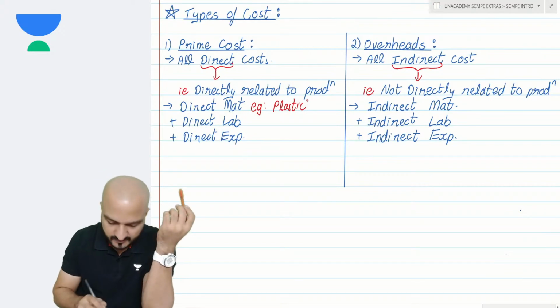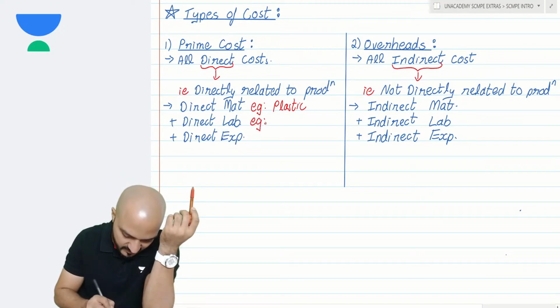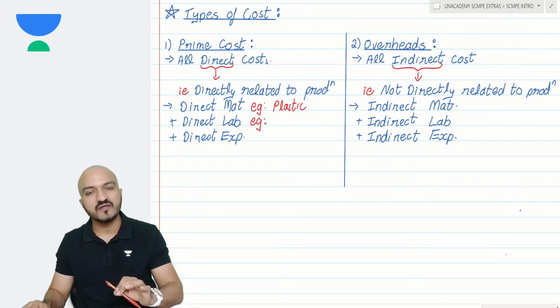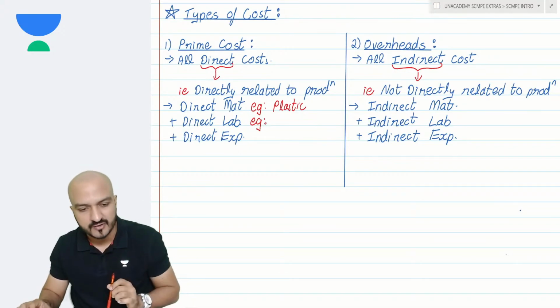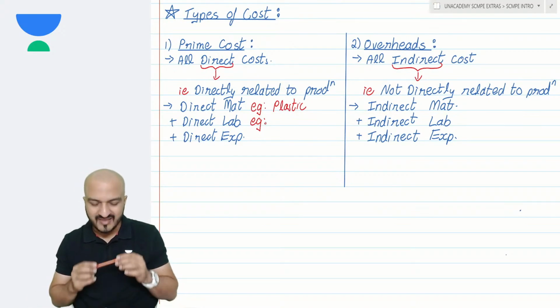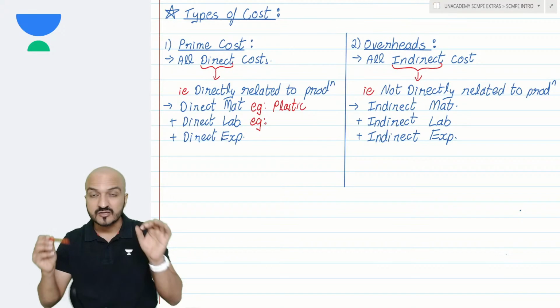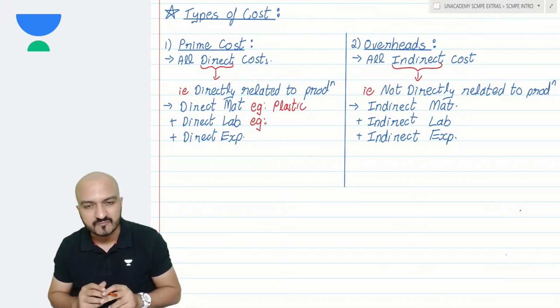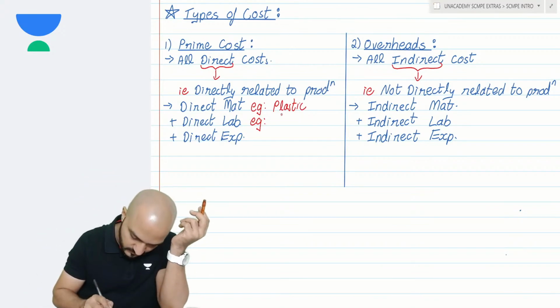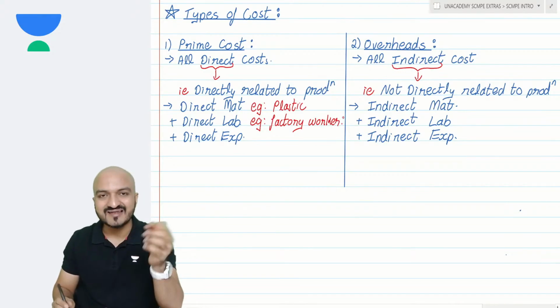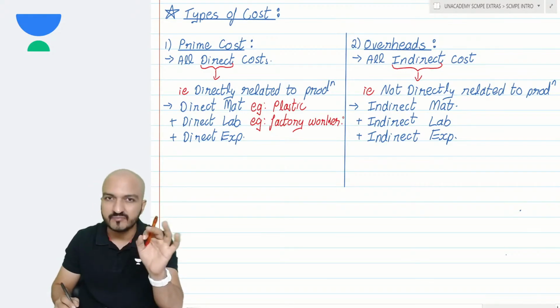Yes, direct labor. What could be an example of direct labor? Direct labor means the worker who is directly associated with making this product. Let's say the worker working inside the factory, the factory worker. The wages and salaries paid to the factory worker will become direct labor.